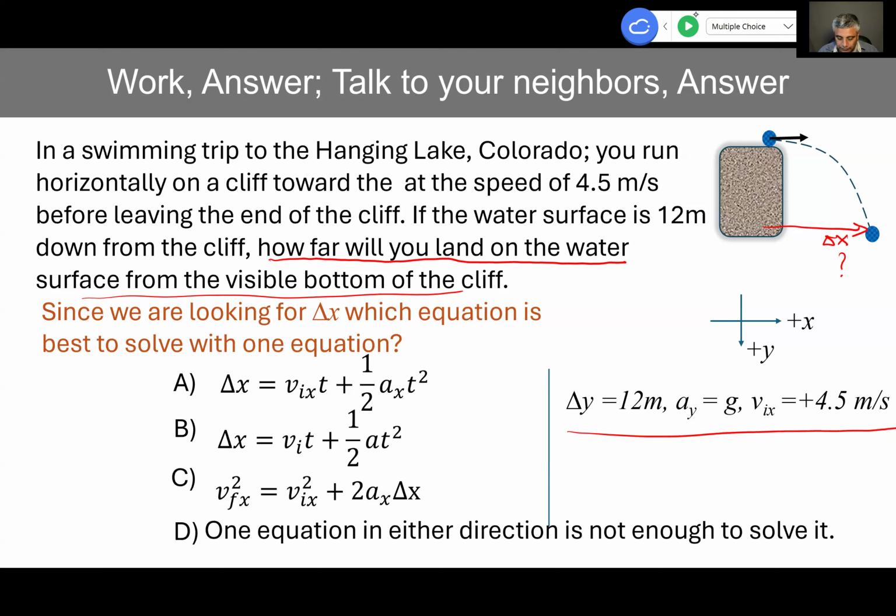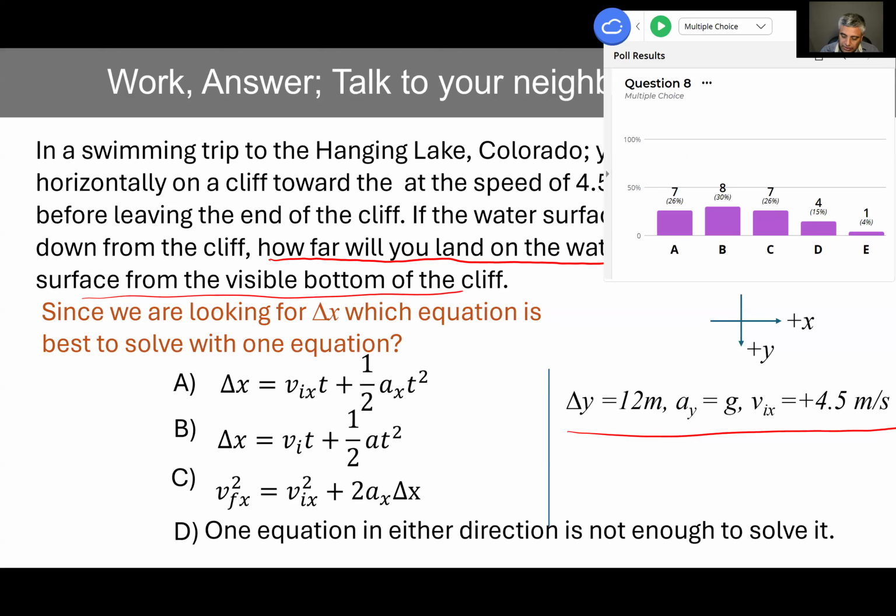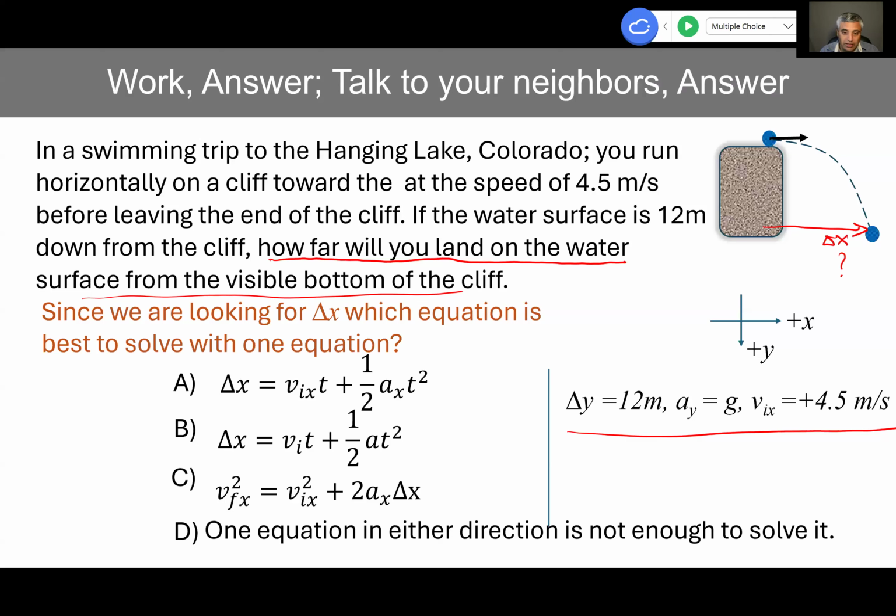We want to find displacement, so which equation do we use? Let's see what we got. We got all of them, and even one that is not there, E. There is no choice E. Looks like A, B, C, all of them got votes.